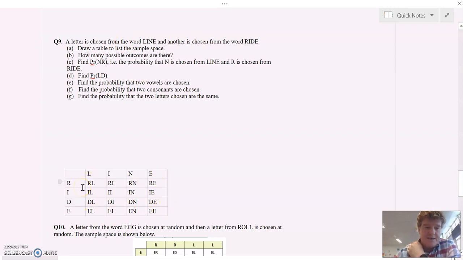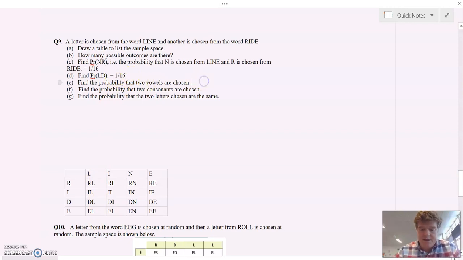These are the 16 different combinations that we get. So there are 16 possible outcomes. Probability of NR. So we choose N here and R here. It's going to be 1 over 16. Probability of NR is going to be 1 divided by 16. That's one way out of the 16. The probability of LD, so there's only one way of getting an L and a D. It's also going to be 1 divided by 16.